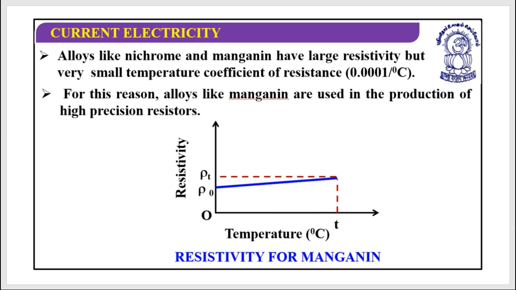Now let's look at some alloys. Certain alloys like nichrome or manganese all have a large resistivity but very small temperature coefficient of resistance. For this reason, alloys like manganese are used in the production of high precision resistors. These are resistances which can give a very accurate value. Even a very small tolerance would be there.